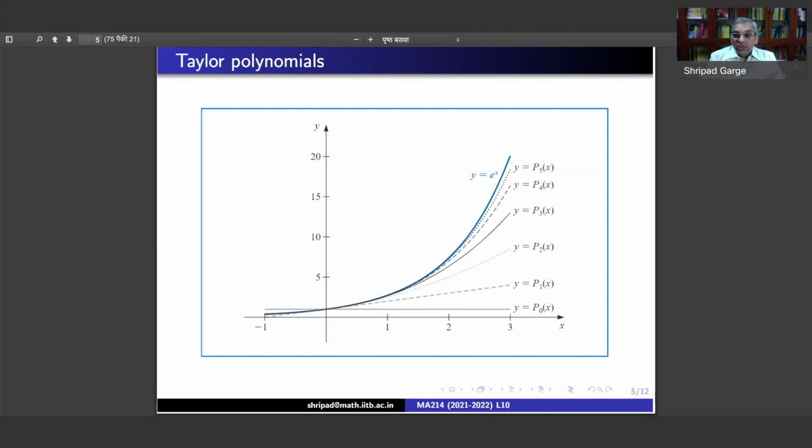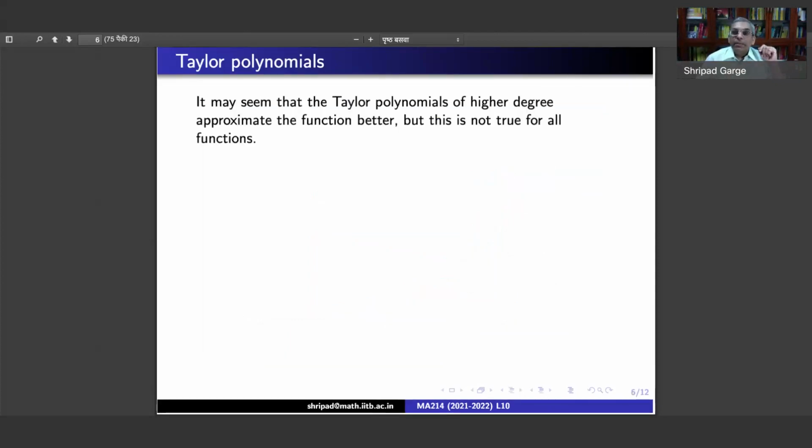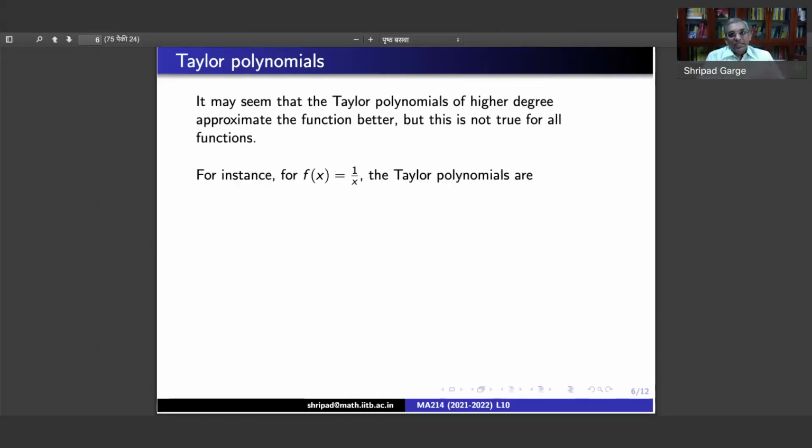So definitely, if you were looking at y equal to p2x, by the time you reach x equal to 3, the value of the exponential and the value of your p2 are very far away. And it might seem here that as you are taking higher and higher Taylor polynomials, then you are getting better approximations. But that will not happen always. So for instance, let's take this example at the other extreme. Other extreme, because exponential function is one of the very nice functions, although it's not a polynomial itself, but it's not that bad compared to polynomials.